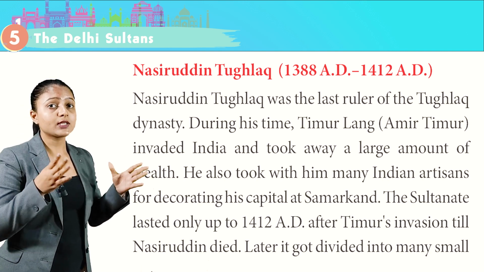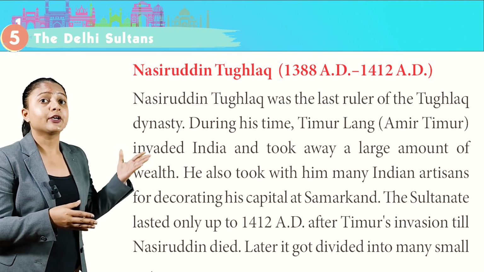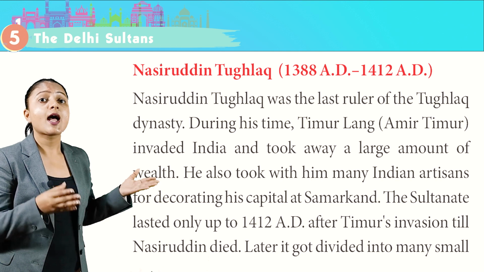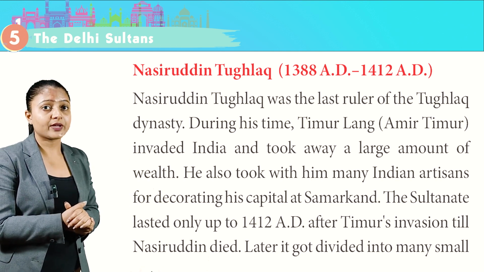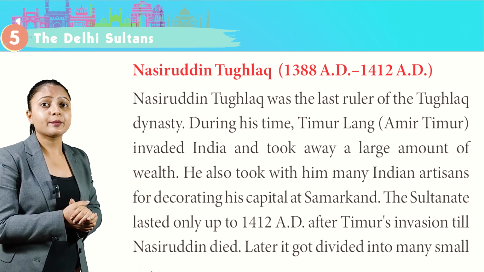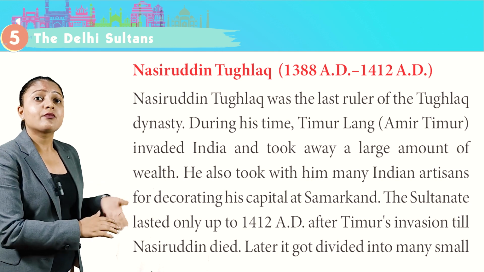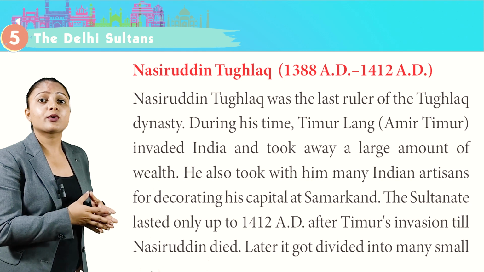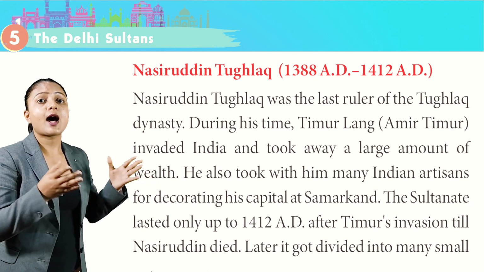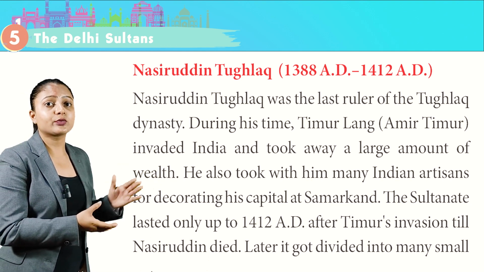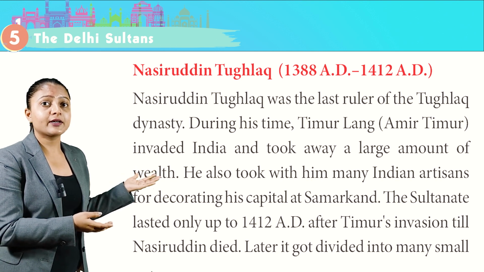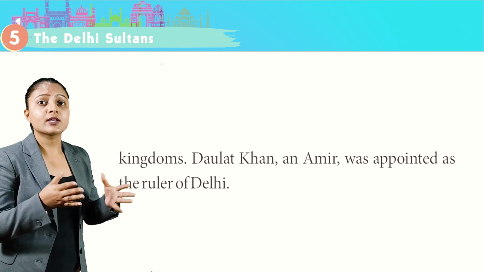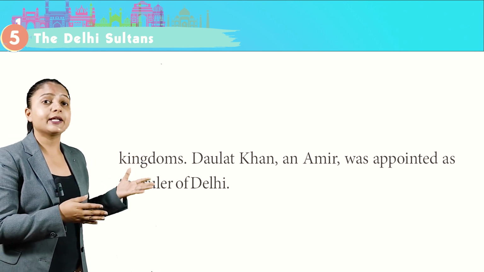Nasiruddin Tughlaq was the last ruler of the Tughlaq dynasty. During his time, Timur Lang, Amir Timur, invaded India and took away a large amount of wealth. He also took with him many Indian artisans for decorating his capital at Samarkand. The Sultanate lasted only up to 1412 AD, after Timur's invasion, till Nasiruddin died. Later it got divided into many small kingdoms. Daulat Khan was appointed as the ruler of Delhi.